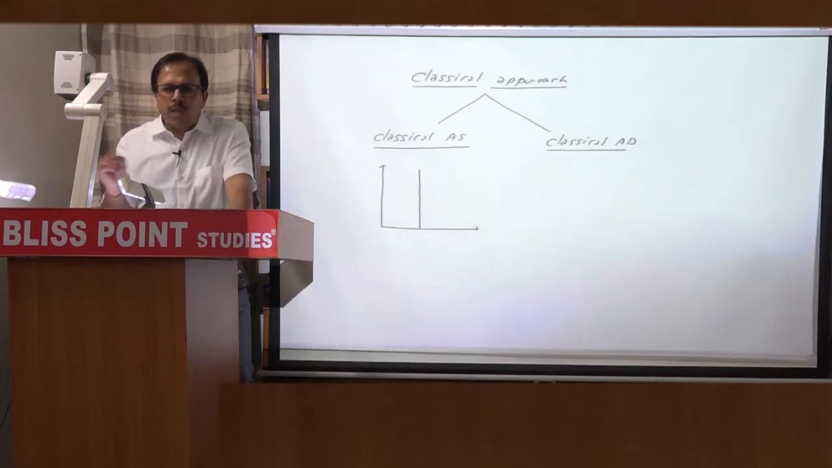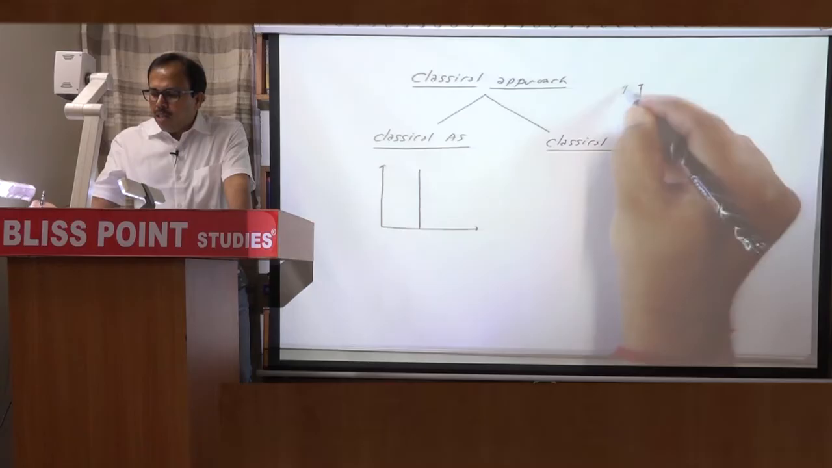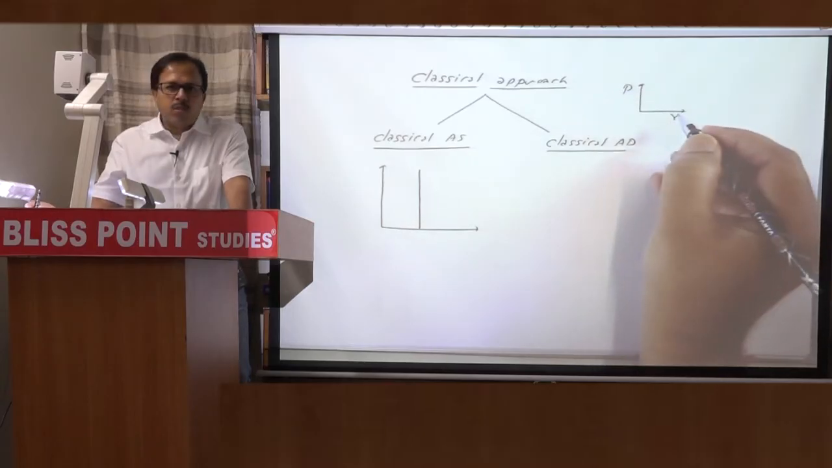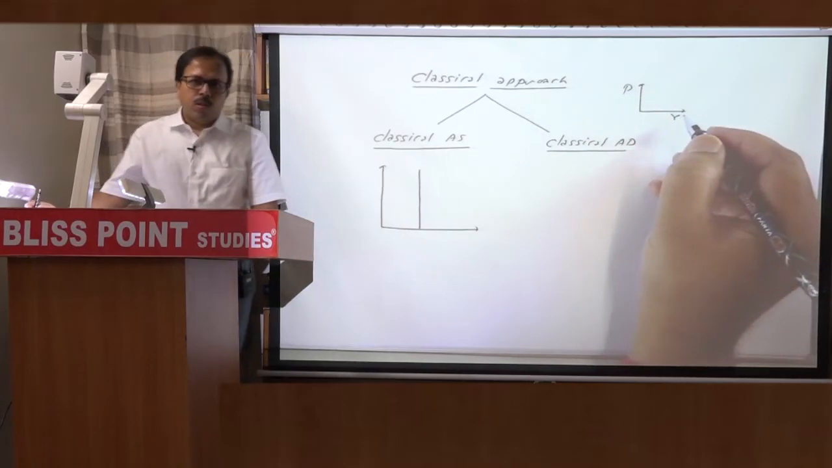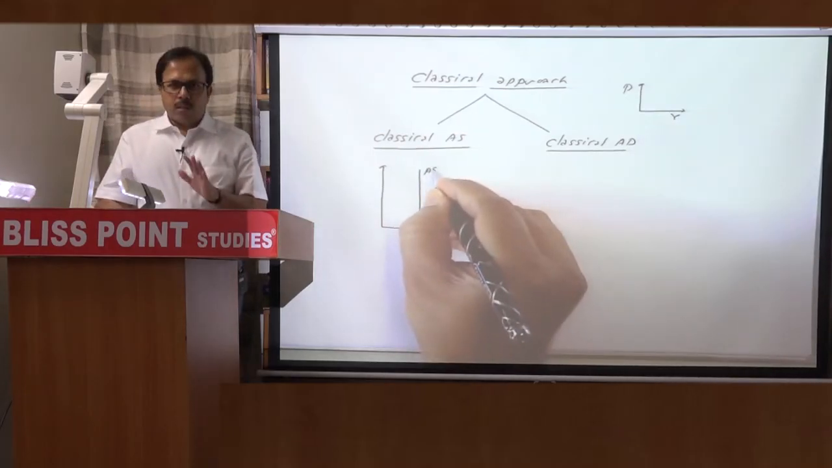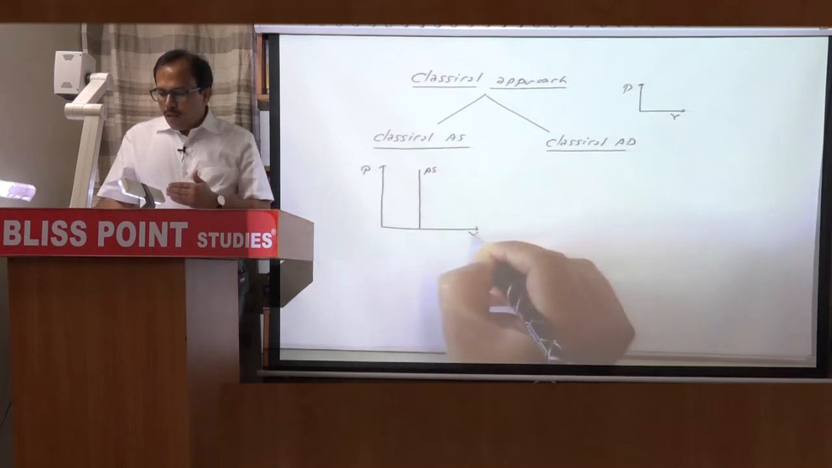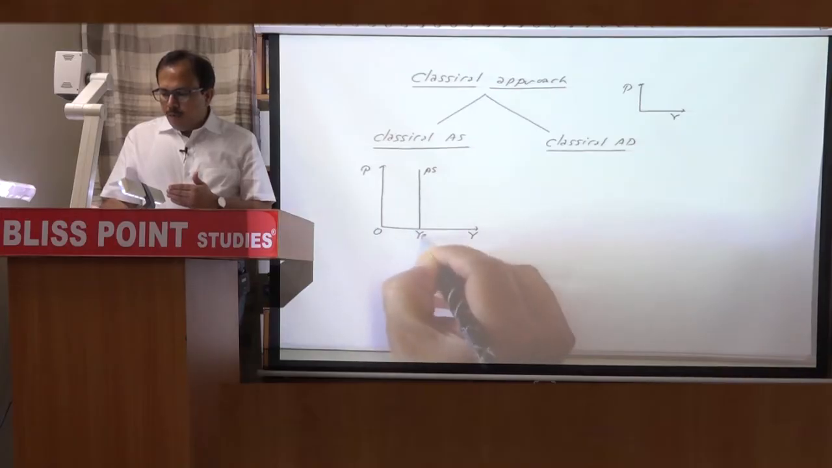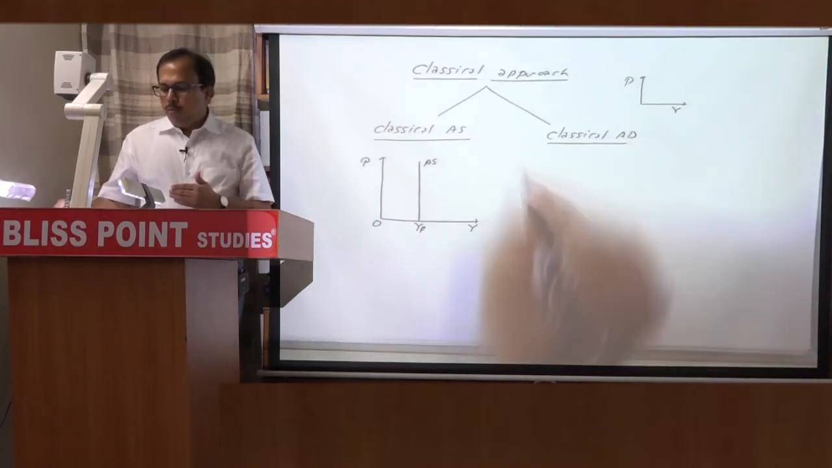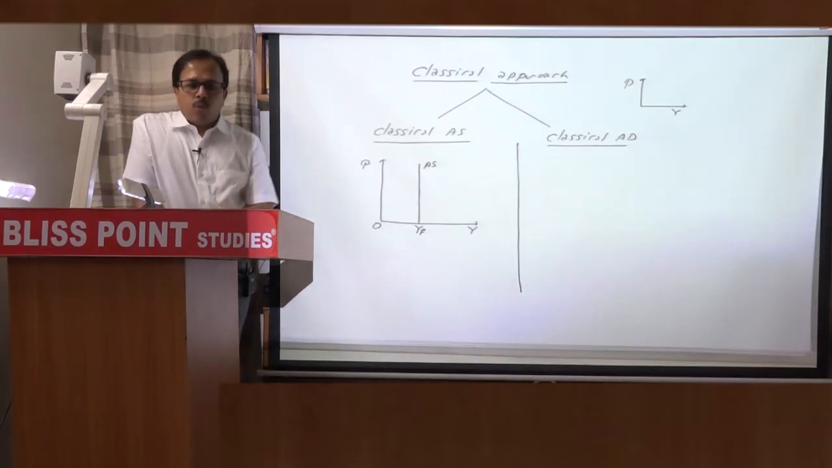Whenever you draw aggregate supply, in classical or in Keynesian, AS or AD, take price and output on the axes. That means they are showing the relationship between price and output. So the aggregate supply curve in the classical approach will be vertical. We have to derive it, and it will be vertical always at the full employment level. But before explaining that, I am again using certain keywords that you will be finding in chapter 3 of Froyen also.